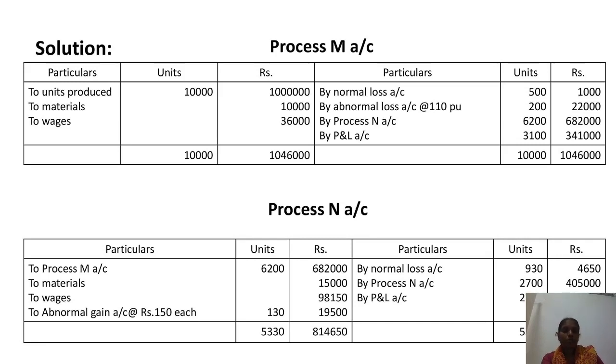Then that is 50:50, a 1:1 ratio, so 4,05,000 and then 4,05,000. When we add this amount we get 8,14,650. Here when we see the debit side, the amount is less by 19,500. Now we have to find out the abnormal gain.